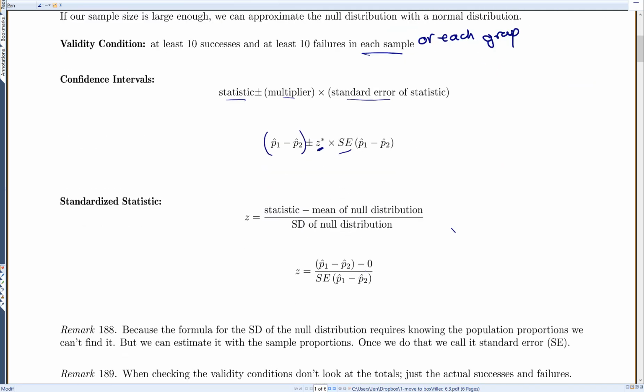Now for the standardized statistic, our formula has always been statistic minus mean of the null distribution over SD of the null distribution. In our case, our statistic is the difference in the sample proportions, p hat 1 minus p hat 2, minus the mean of the null, which is always going to be 0 because we're comparing our two population proportions, so you can automatically put a 0 there. And divide by, so it's supposed to be the standard deviation of the null distribution, but we're going to use the standard error of our difference in proportions. The reason is the formula for the SD of the null distribution requires knowing the population proportions, and we don't know those, so we can't actually find it. But we can estimate it using the sample proportions, and once we do that, we call it standard error.